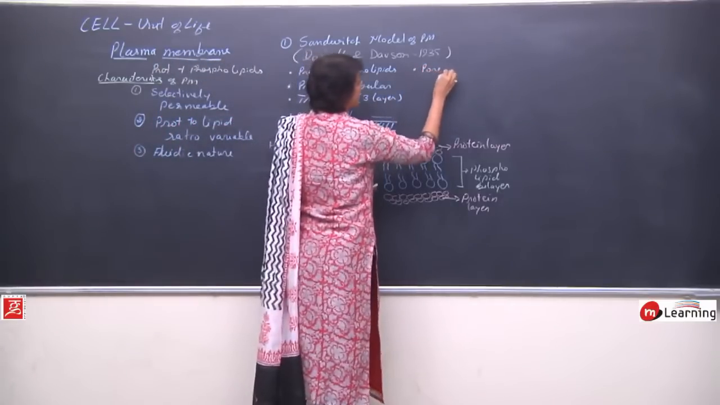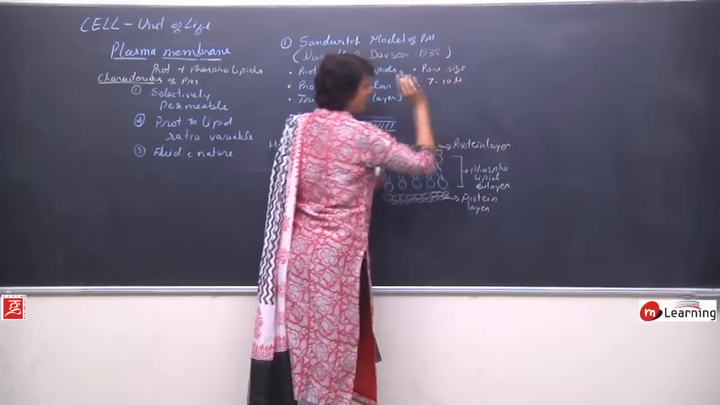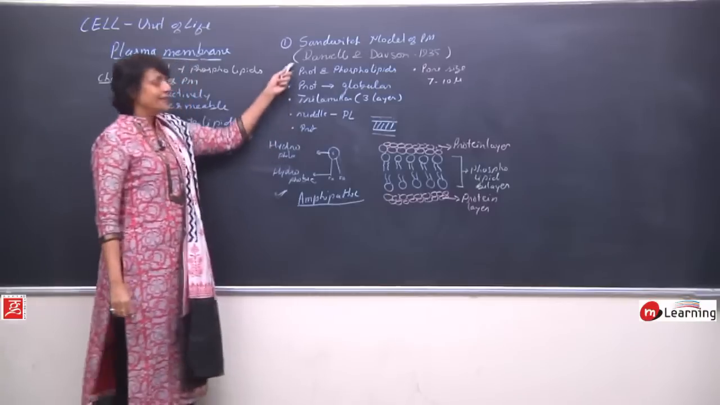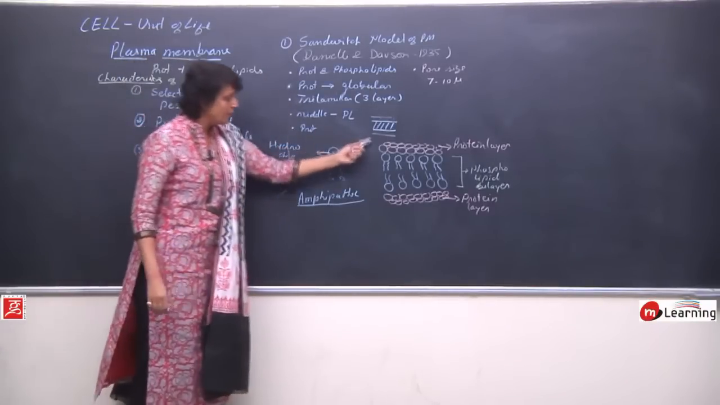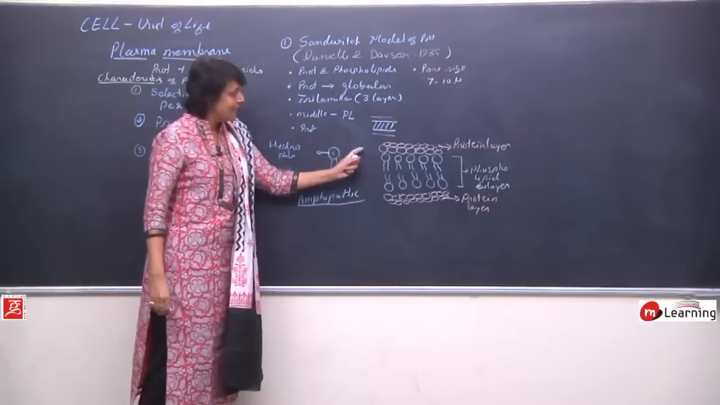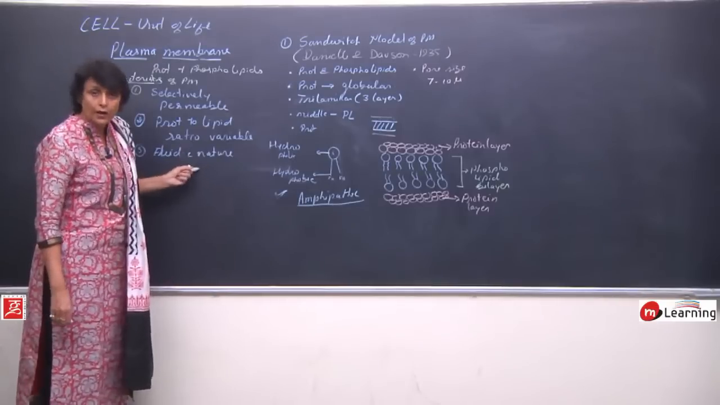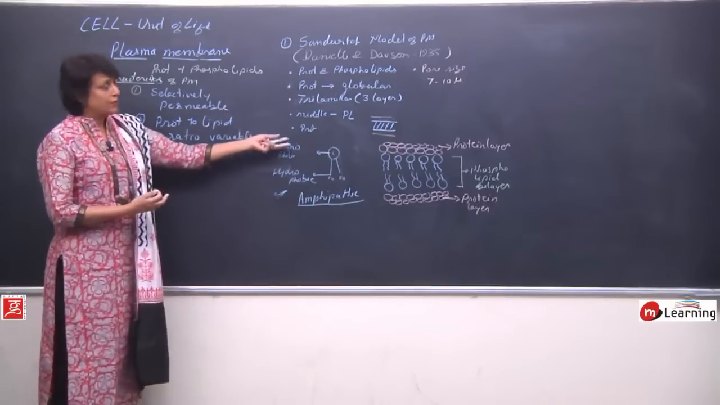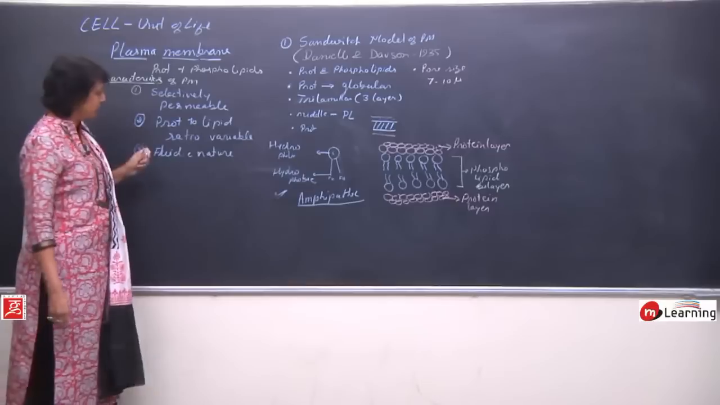Pore size is 7 to 10 microns. This was also told to us by Danielli and Davson. So we have the information given to us plus the model which was given to us. Let us see whether this model explains these 3 characteristics or not. If it explains, this model will be accepted, and if it does not, then it will get rejected.